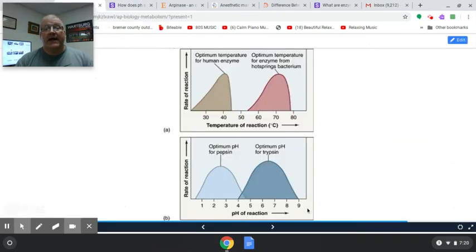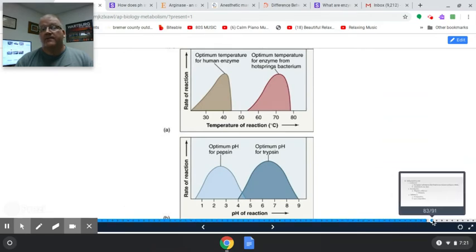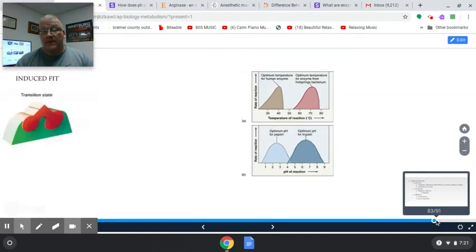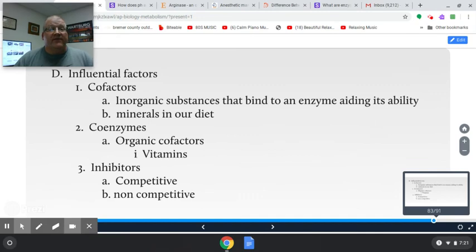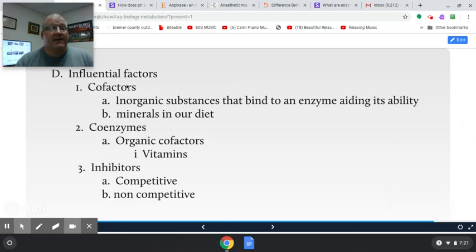So let's take a look at other important factors that affect our enzymes. Okay. Other important factors include cofactors, coenzymes, and inhibitors. And let's take a look at those. Cofactors and coenzymes are quite similar, except that coenzymes are organic cofactors, where cofactors are inorganic. Okay, let's take a look at what those are.